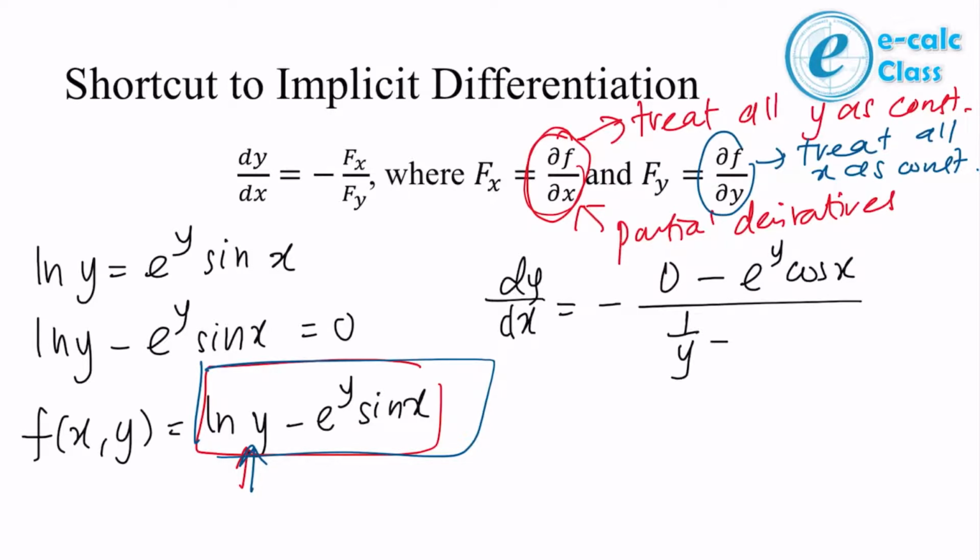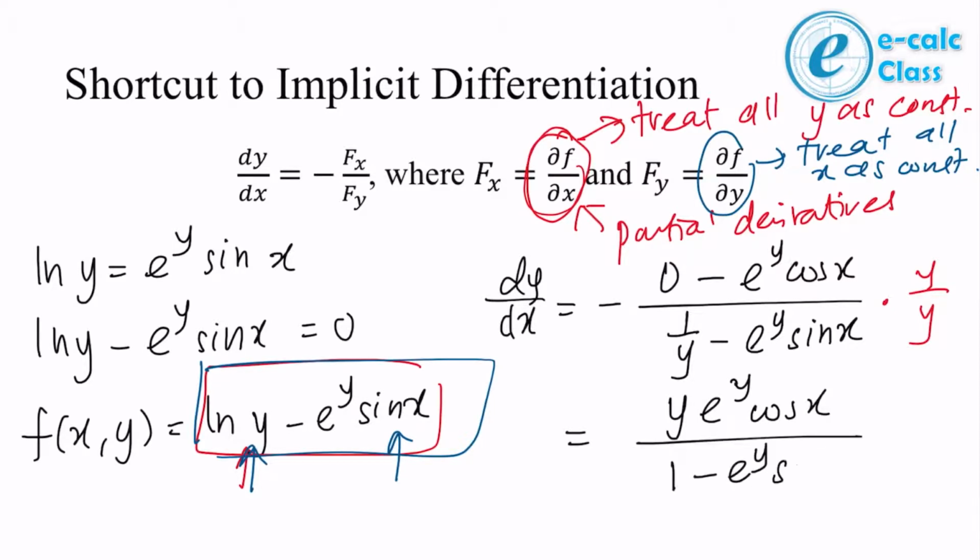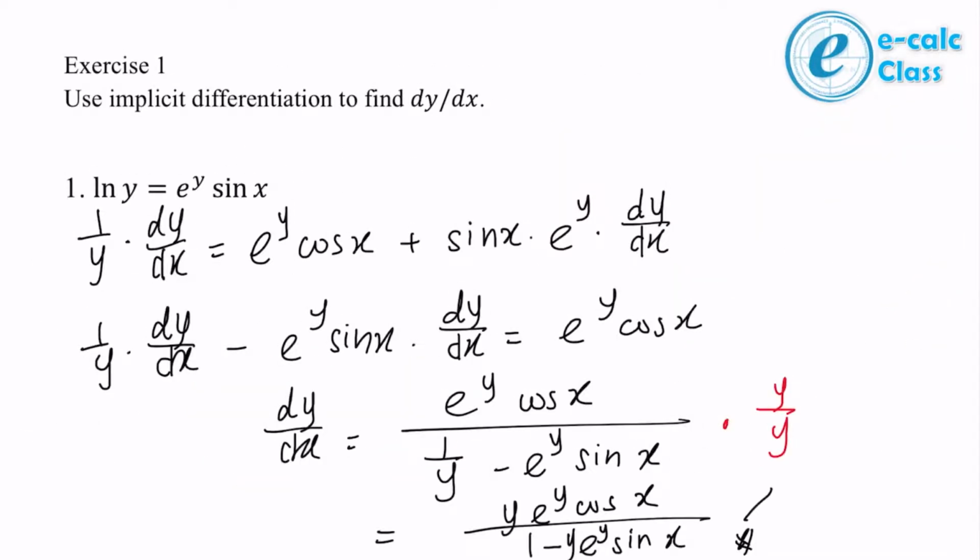Minus, now e^y is your function. sin x is a constant. Then you differentiate e^y, you still get back your e^y times a constant. But this is still not nice, right? Because you still have layering. Just one more step to simplify. Negative, negative, and positive. y cos x over 1 minus y e^y sin x. And this is it. You can actually check your answer against what we had earlier. Yeah, see, they're the same.